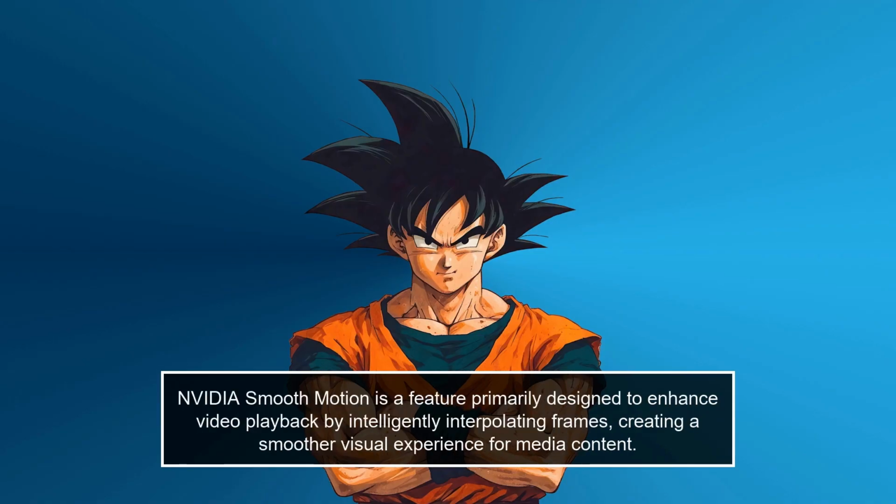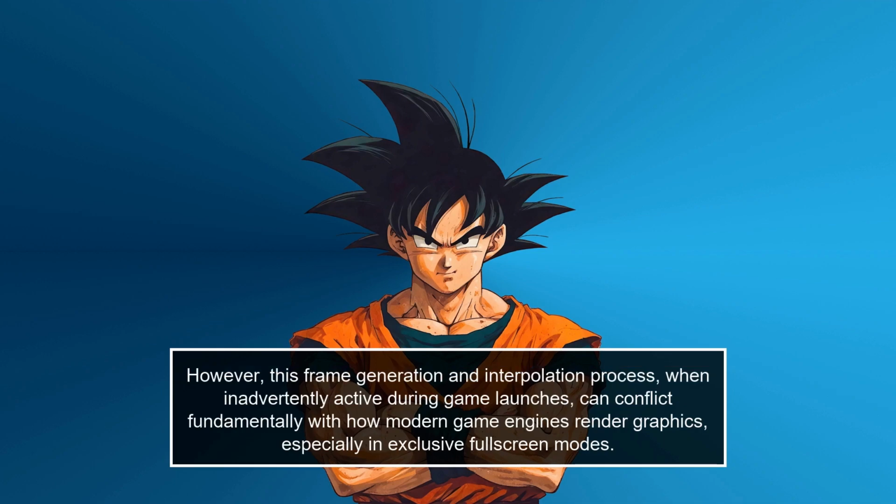NVIDIA Smooth Motion is a feature primarily designed to enhance video playback by intelligently interpolating frames, creating a smoother visual experience for media content. However, this frame generation and interpolation process, when inadvertently active during game launches, can conflict fundamentally with how modern game engines render graphics, especially in exclusive full-screen modes.